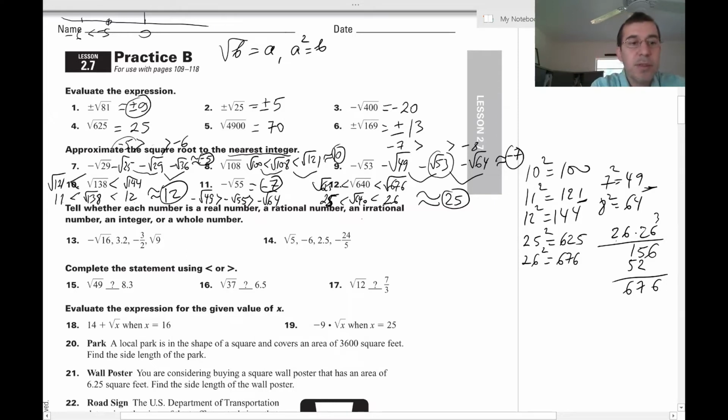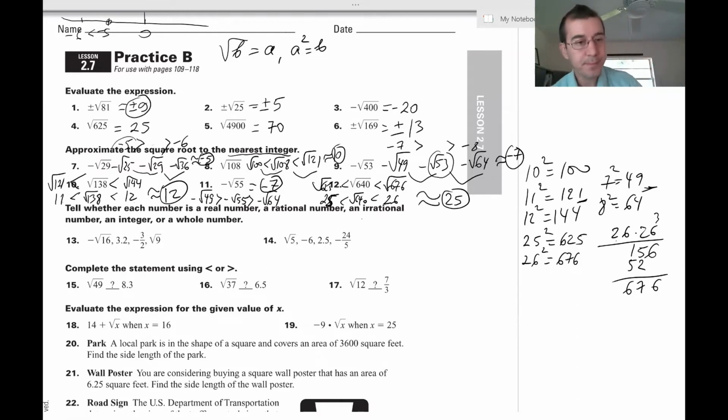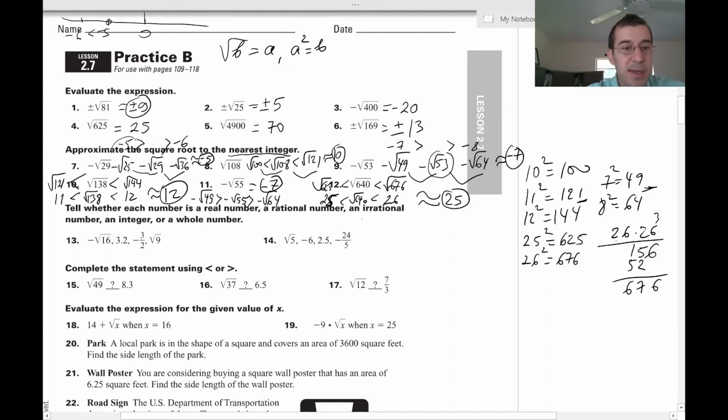Next, 13 and 14: tell whether each number is a real number, a rational number, an irrational number, an integer, or a whole number. Let's start with whole numbers. Whole numbers are 0, 1, 2, 3, all the way to plus infinity. Here, minus square root of 16 is pretty much minus 4, right? And the square root of 9 is 3. So whole numbers in this case is just going to be 3, or square root of 9.